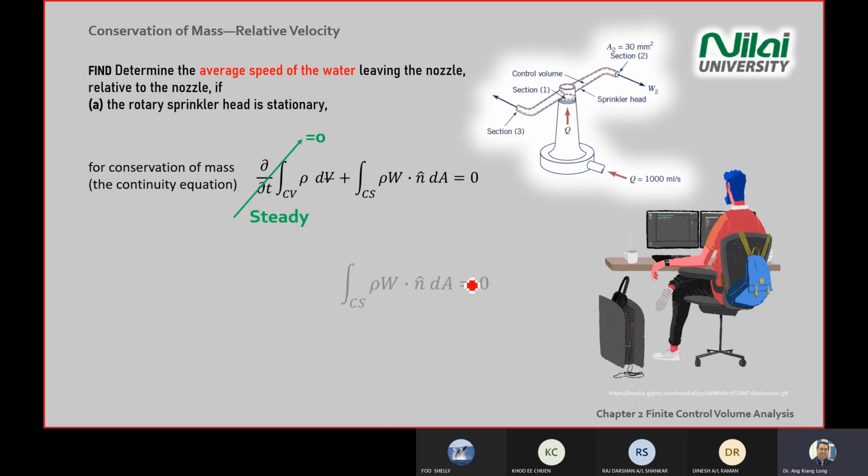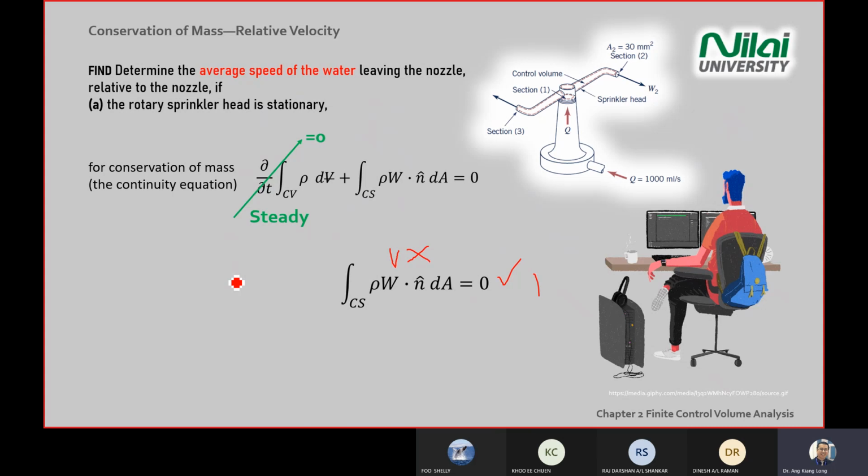So I move a little bit faster. So we only focus on control surfaces. Rho W. Again, if you write V in this question, straight away you lose the mark for equation. If you write W, then you will score marks for this one. So be careful. Look carefully whether the question is a moving control volume or a stationary, fixed control volume. Be careful on the notation that you use.